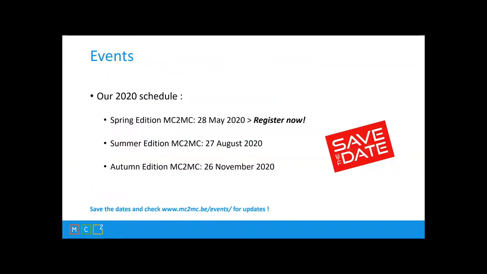So our events: on our schedule in 2020, the next one is the spring edition. It's on the 28th of May. You can already register on our website. So if you're interested, just go on. And probably it will be an online event again. And hopefully in our summer edition, on the 27th of August, we can do things live again. And then at the end of the year, we have an autumn edition on the 26th of November. So save those dates and be sure to check out our website for the upcoming speakers and topics.